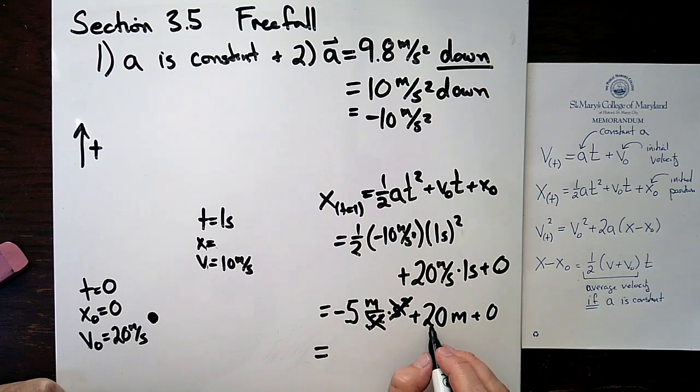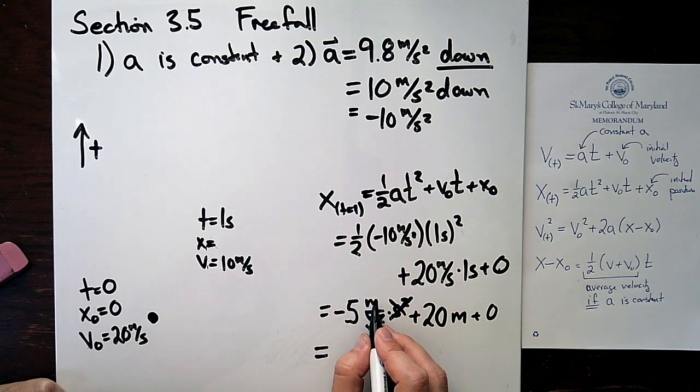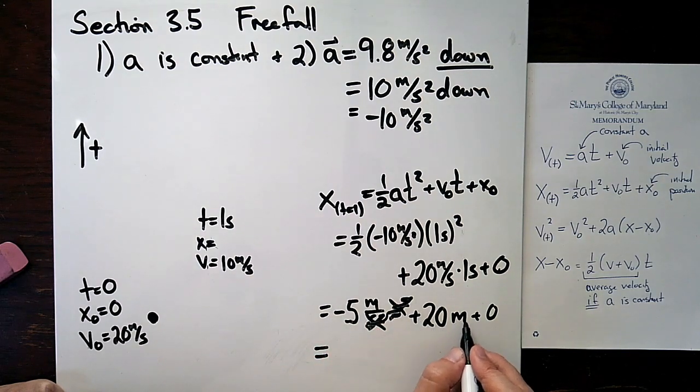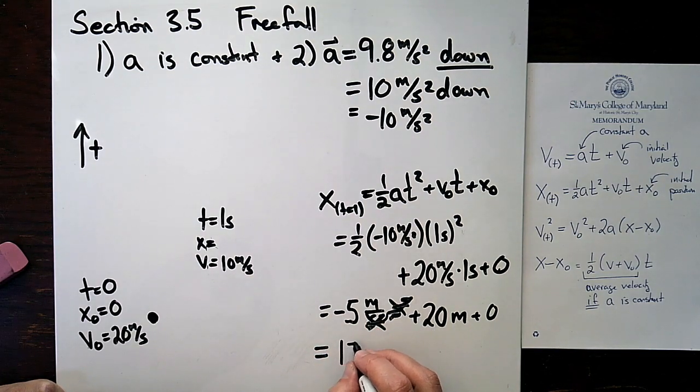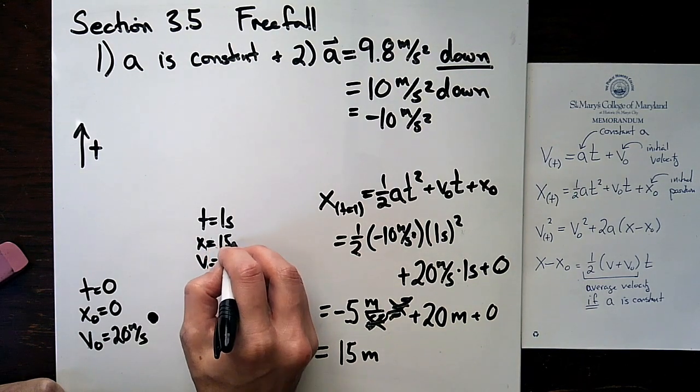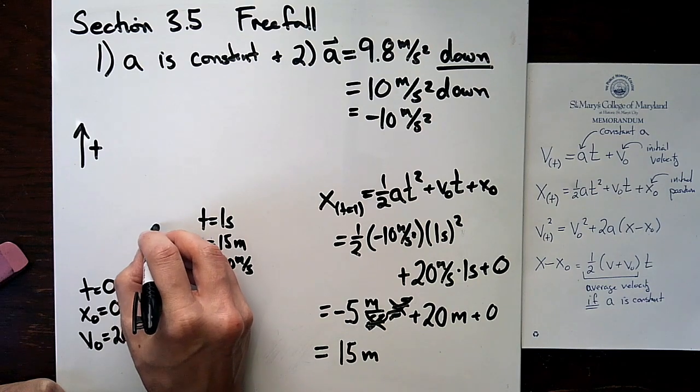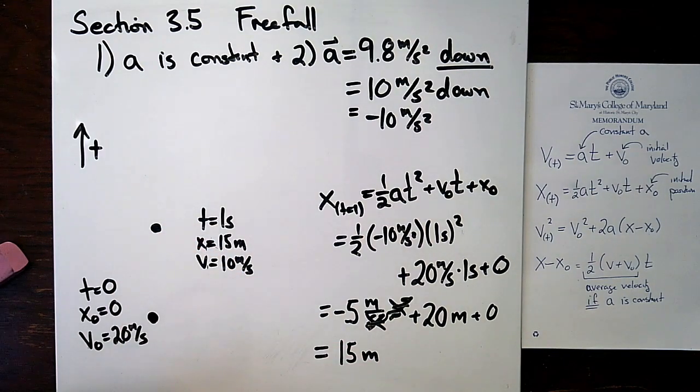So now we've got negative 5 meters plus 20 meters. That's going to be 15 meters. So here we're at 15 meters. So let's just draw the dot right there. Okay.